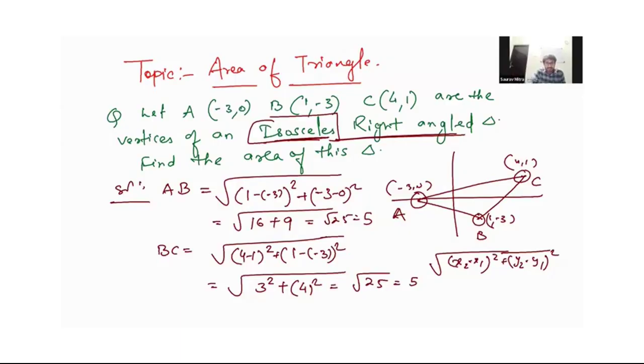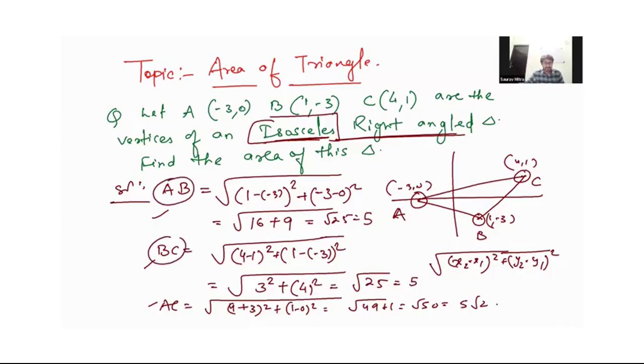Now at last, the side which is left; AB and BC are covered. Now we will calculate the AC length. Let us find the AC. AC will be (4 minus of minus 3), that is (4 plus 3) square, plus (1 minus 0) square. So it will be 7 square, that is 49, plus 1, root of 50. So it can be written as 5 root 2. So the three side lengths, AB, BC and AC, we already calculated.